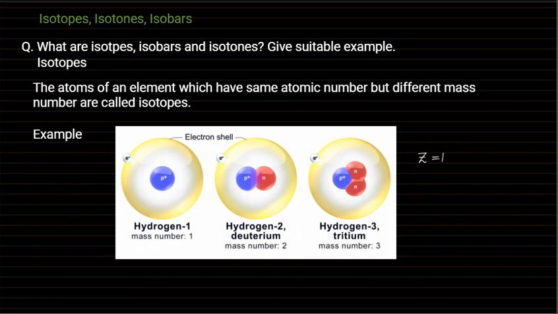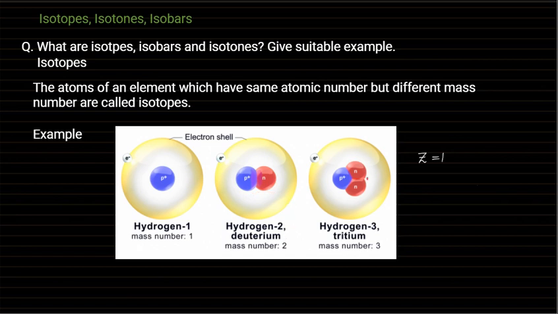The mass number means the total number of nucleons inside the nucleus. So in our first case, for hydrogen, how many nucleons are there? 1, which is a proton. So the mass number is 1. Now look at your second case. What is the mass number, the total number of nucleons? 2. One is a proton, the other one is a neutron. So the mass number is 2.